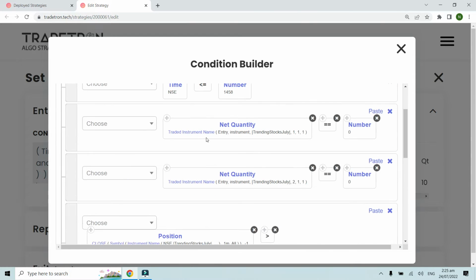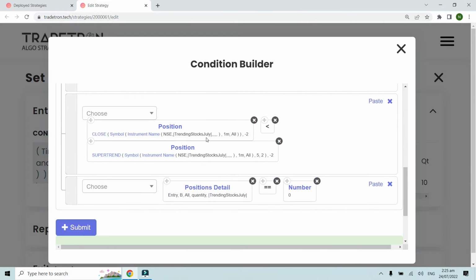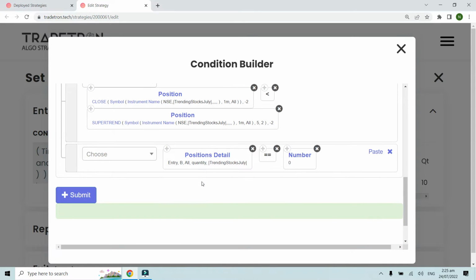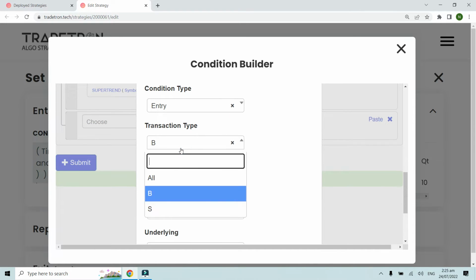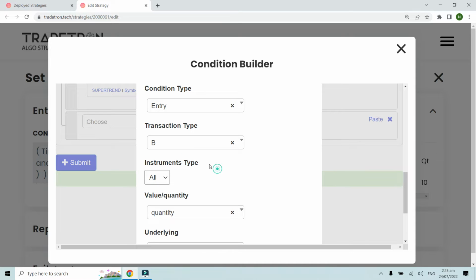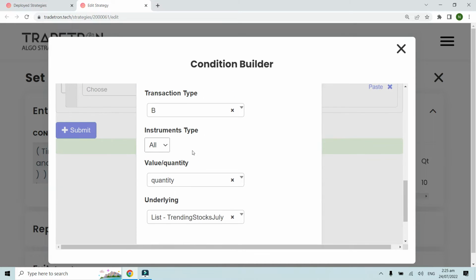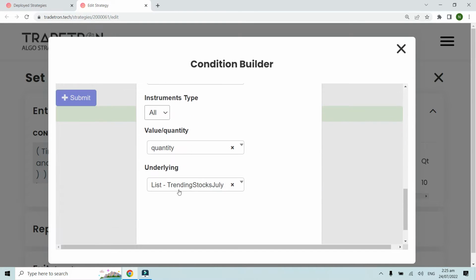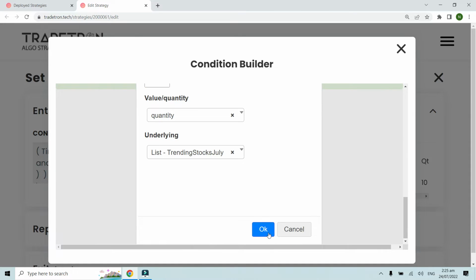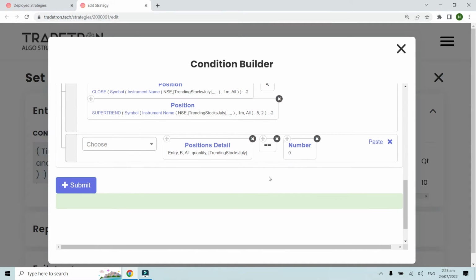What we want to do is buy a particular stock of a certain quantity. So over here we have used the keyword positions detail entry. B is for buy, S for sell. So in this case we are taking entry on the buy side and we want to restrict the trade only once, right? So that's the reason why entry buy all quantity list of the stocks that we have selected is equal to number 0.